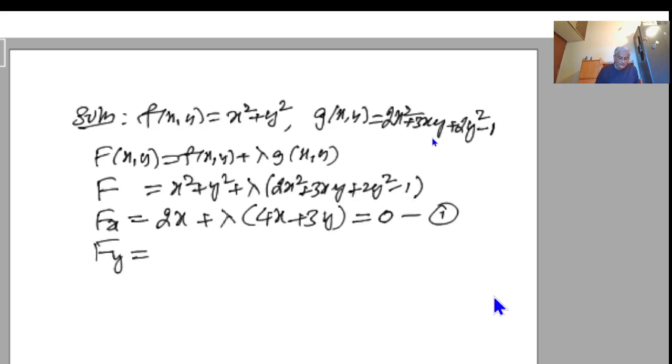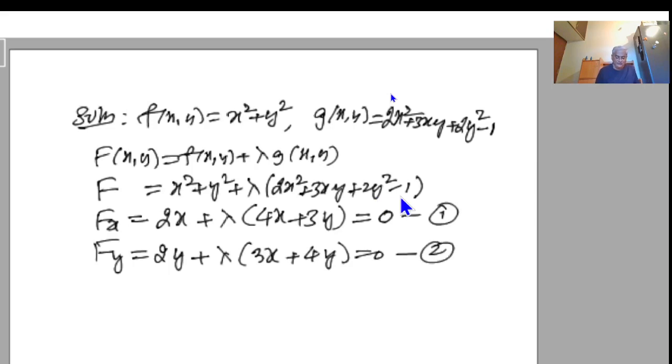Similarly, Fy is equal to differentiating this with respect to y. x square derivative is 0, y square derivative is 2y plus lambda into, within this bracket 2x square derivative is 0 plus 3xy derivative is 3x, 3x is a constant quantity, plus 2y square derivative is 4y, minus 1 derivative is 0. This is equal to 0. I will take this as 2.